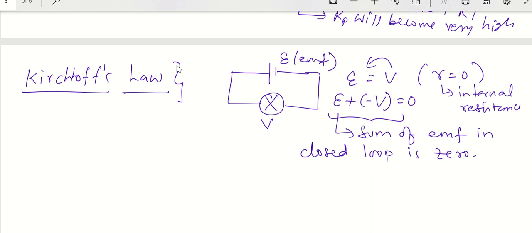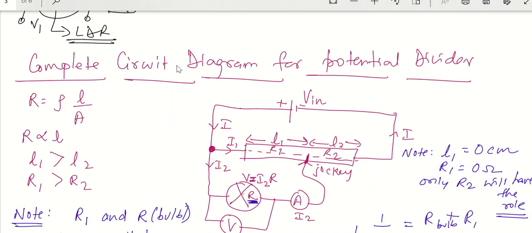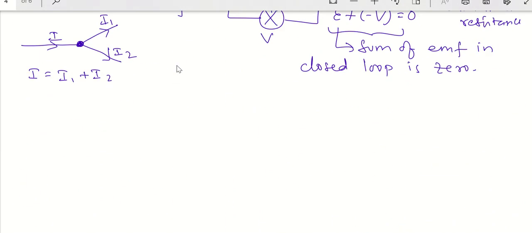This is the second law of Kirchhoff. The first law says if I have a current I coming here, there is a junction here, and the current gets divided here and here as I1 and I2. I can write I equal to I1 plus I2. So this is your first law and this is your second law. There are two laws now.